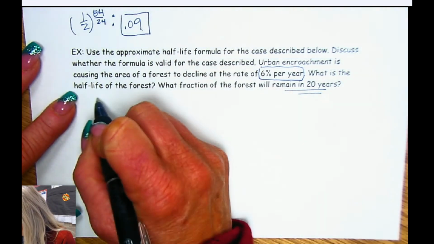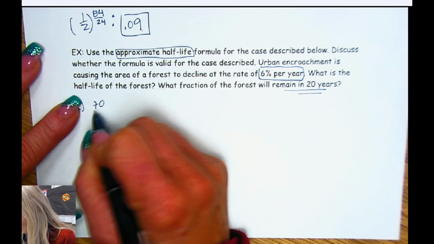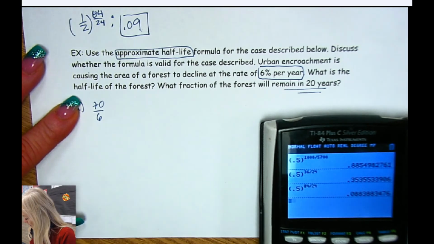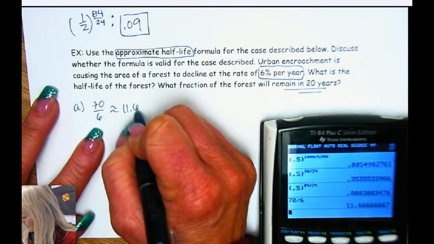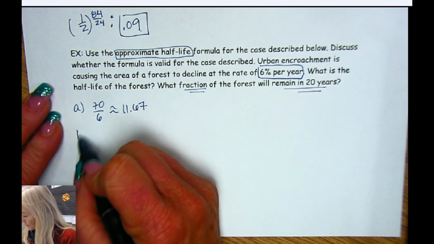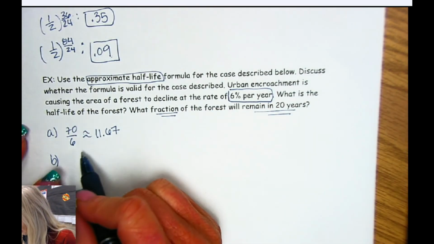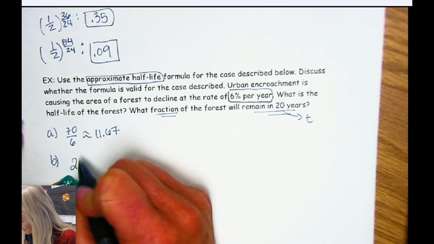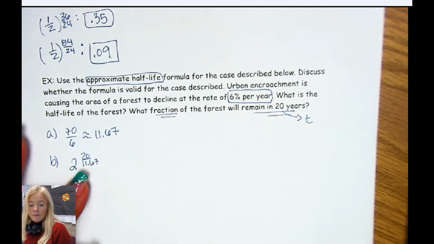So we're going to take an approximation first. Remember, approximation. So that's going to be 70 over the percent, which is 6. If we do that in the calculator, I have to put it down here, 70 divided by 6, we get approximately 11.67. All right, and then we want just the fraction. So again, that's just this part here, not multiplying by an initial value. So in 20 years, that's going to be our little t. And we'll take 1/2 to the 20 divided by this amount here, which is our half-life.